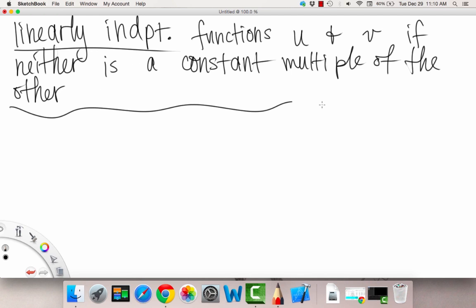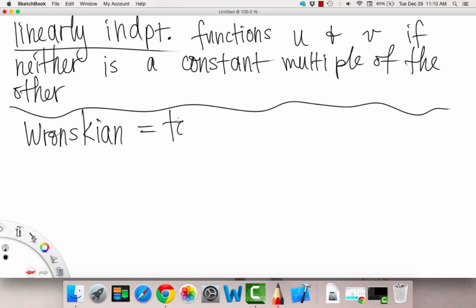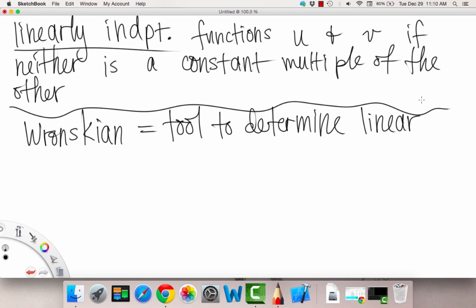Another tool you could use is called the Wronskian. Let me write it here: Wronskian. This is another tool to determine linear independence or not, to determine whether two functions are linearly independent. Let me show you how that works.